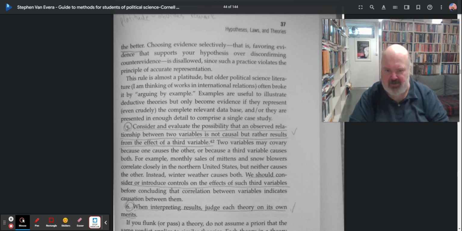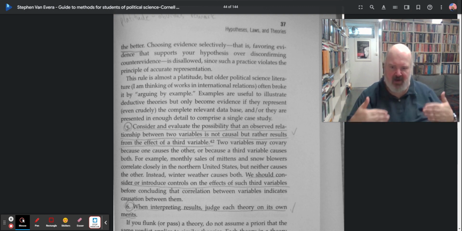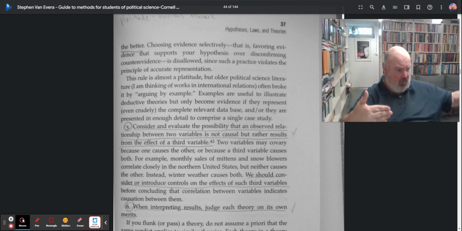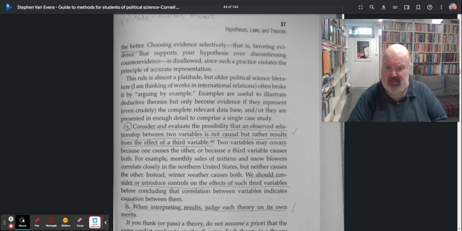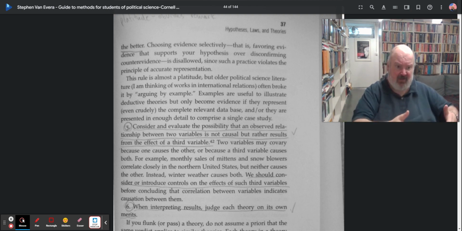You can use examples in deductive theories, but they only become evidence if they represent, even crudely, the complete relevant database. This example can only be useful if it represents the whole you're looking at. If it doesn't, that's why generalizing from a single case is problematic, because it's very unlikely that that's the case. And the other thing is that they present enough detail that this can be a case study.